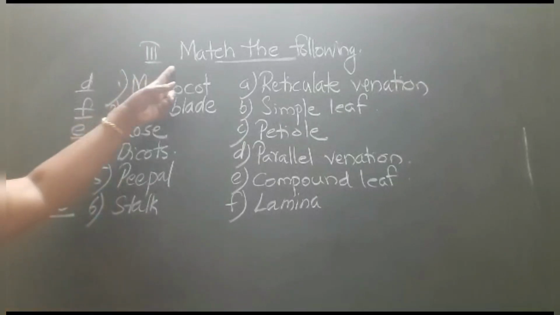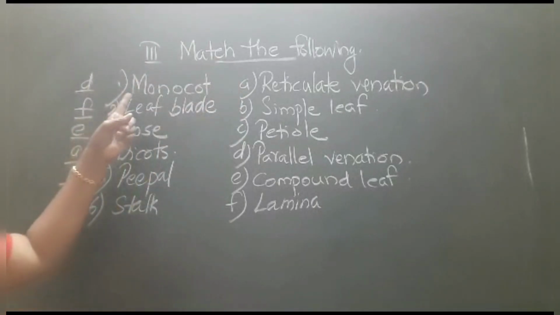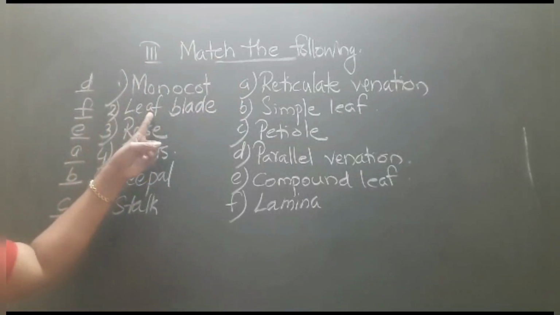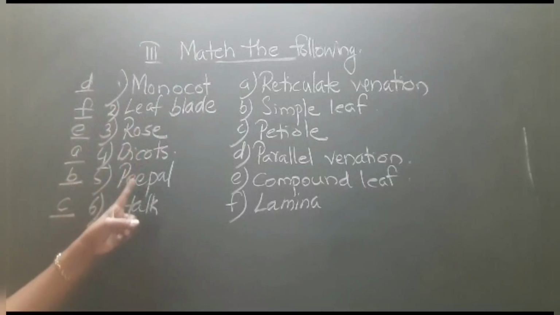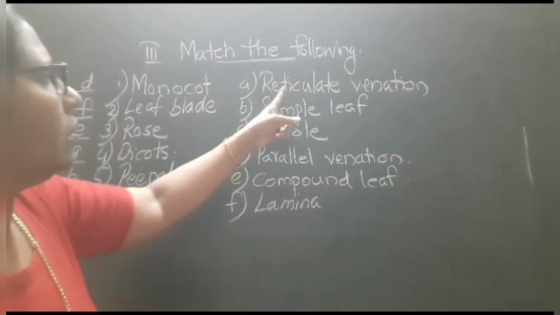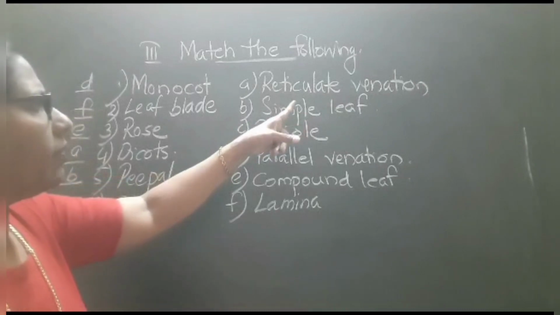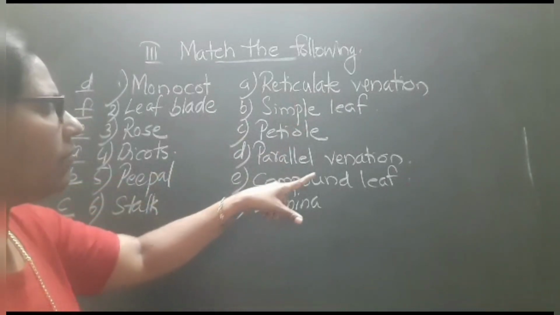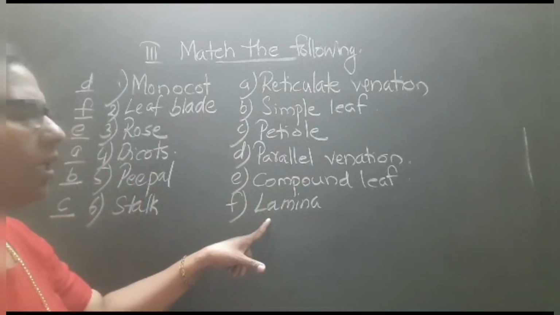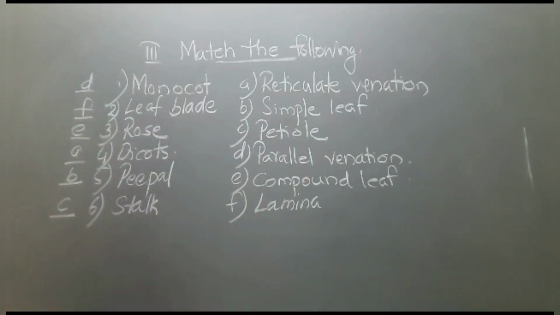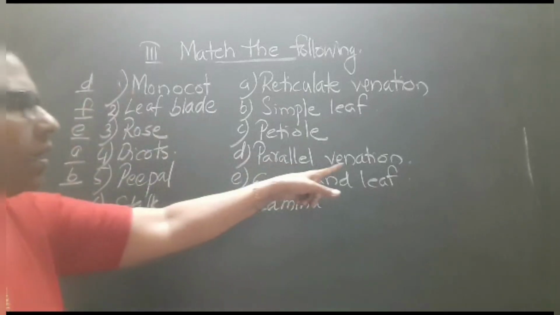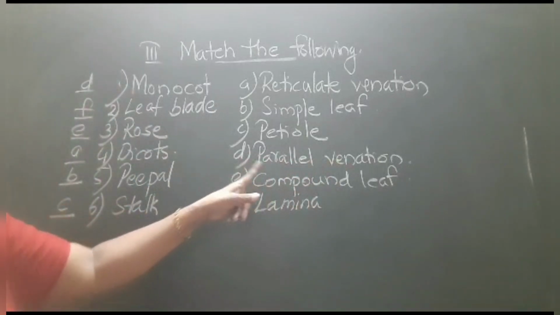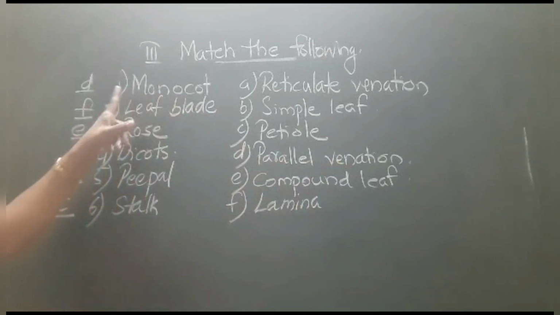Our third question is match the following. Monocot, leaf blade, rose, dicots, petiole, stalk. Option A, reticulate venation, B, simple leaf, C, petiole, D, parallel venation, E, compound leaf, F, lamina. Number 1, monocot. The correct answer is parallel venation. Option D, parallel venation is the correct answer.